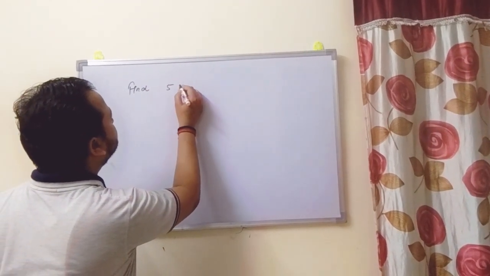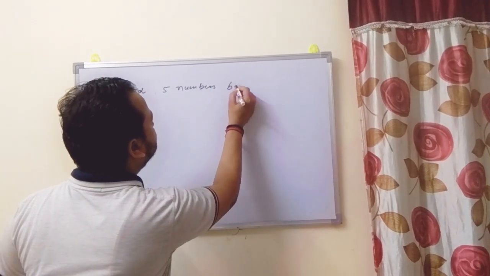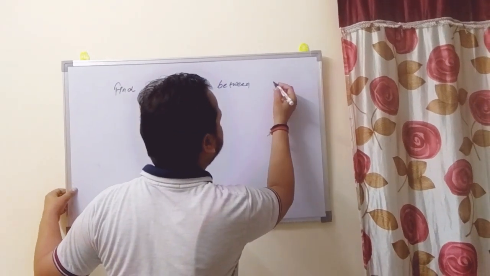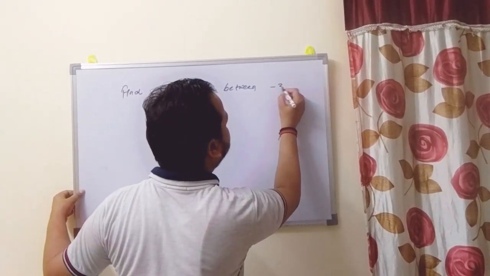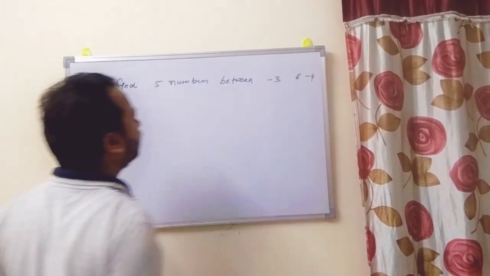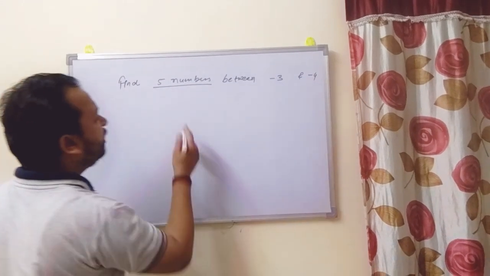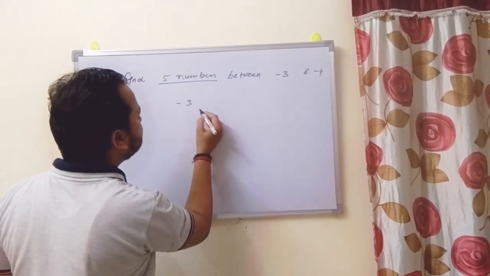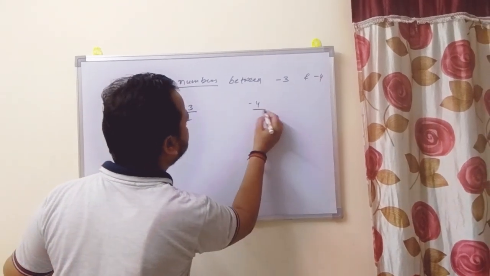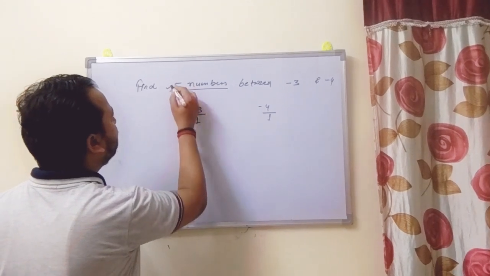find five numbers between two negative numbers. Suppose we have taken -3 and -4. So five numbers between -3 and -4. So here -3 and -4, the denominator is 1. This denominator is same and we have to find out five numbers.